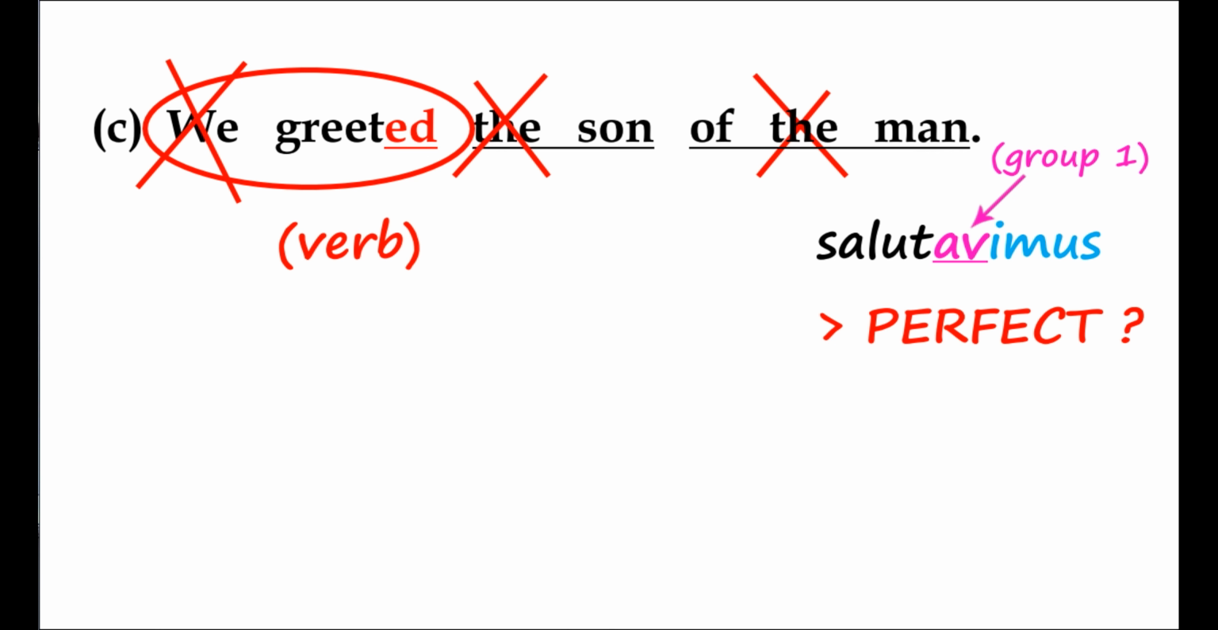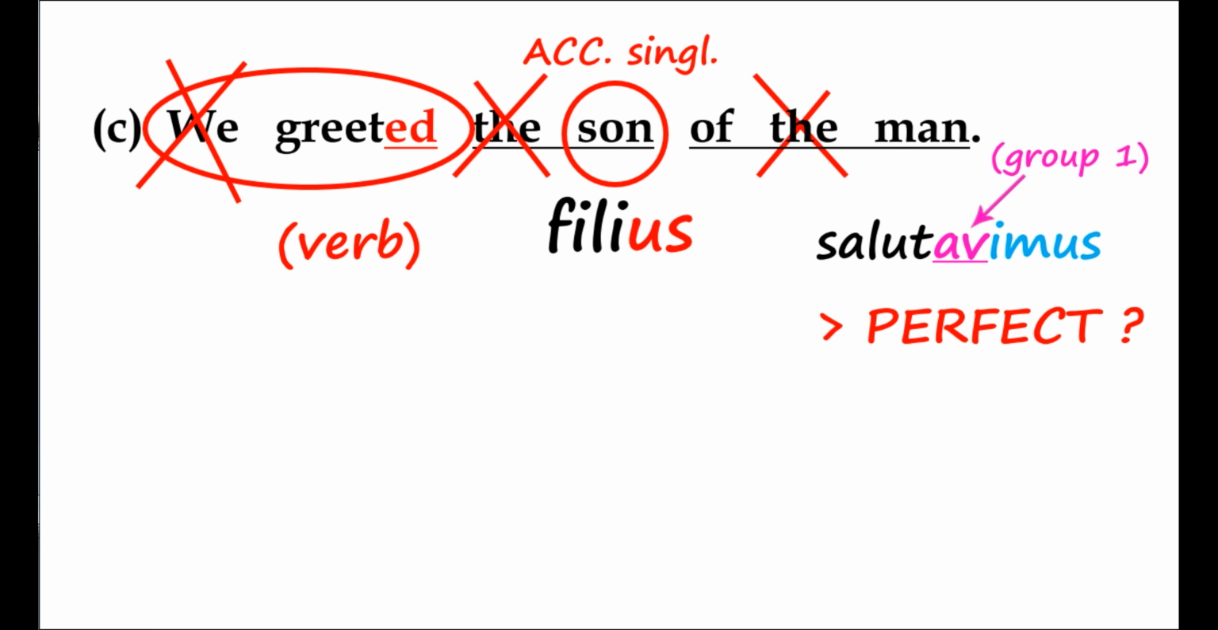Now, we greeted the son. He's the one who's being greeted. So he's the object. He's the accusative. Let's make sure that we know what the word for son is. Filius. What's the accusative of filius? Well, there's only one, so it's accusative singular, so filium.